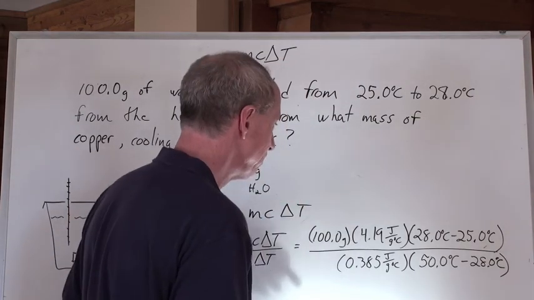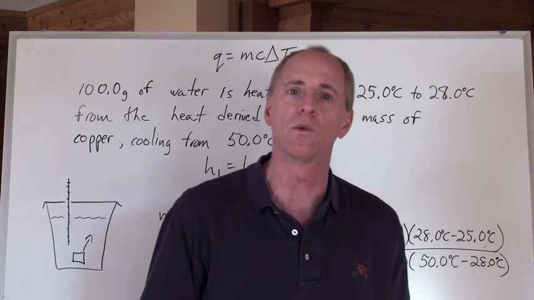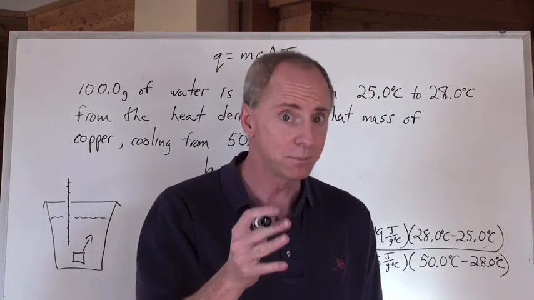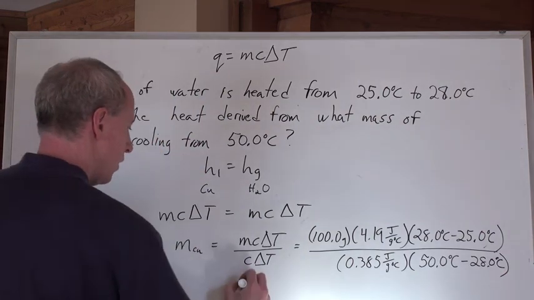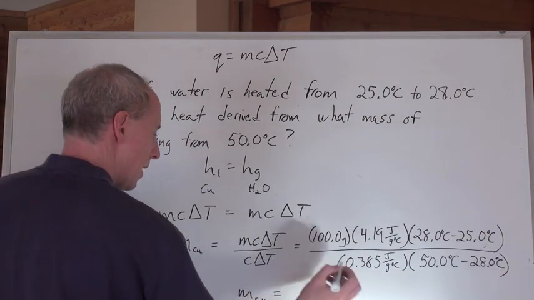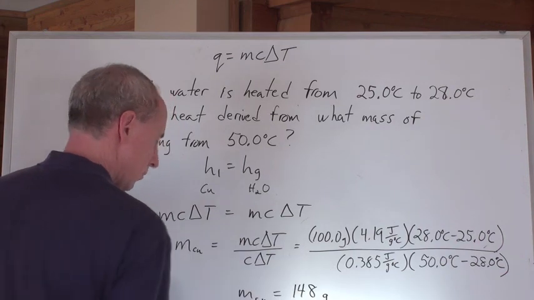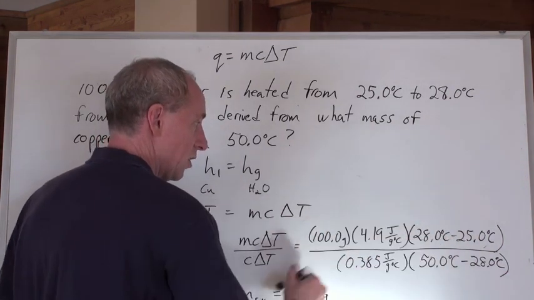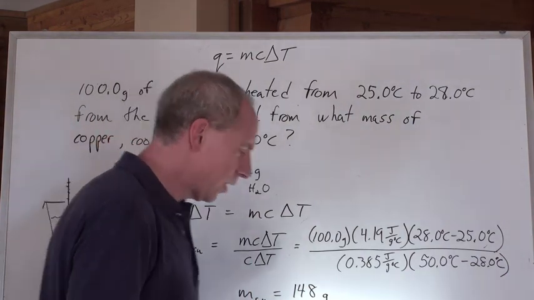So the point is, what you've got to do is just make the temperature change positive. Who cares about initial minus final or whatever? Just make it positive. Now, you do this math right here, and you're going to get the mass of the copper in the end, which is 148 grams. That's three significant digits, by the way. So, 148 grams.